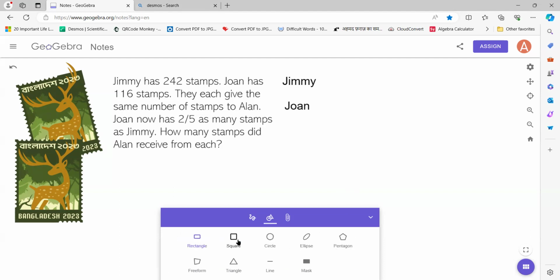So let's say this is what Jimmy ended up having. This is what Jimmy was left with. Each square represents the same number of stamps. A square is not a stamp. It represents the total number of stamps. Now, Joan was left with two-fifths as many as Jimmy.